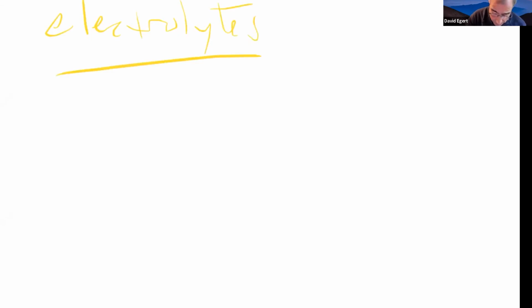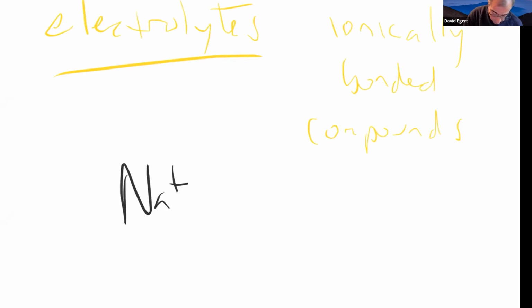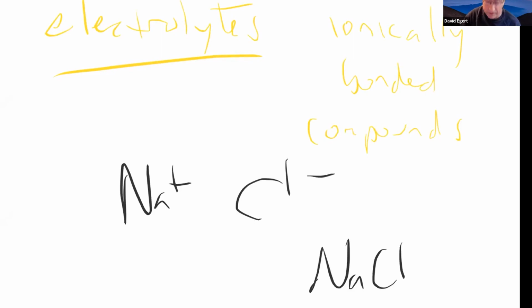So, a super important concept: electrical properties of electrolytes. Electrolytes is another name for these ionically bonded compounds. They get that name because they carry electrical currents and donate electrical charge when you dissolve them in water. Obviously, sodium chloride, table salt, is an ionically bonded compound.